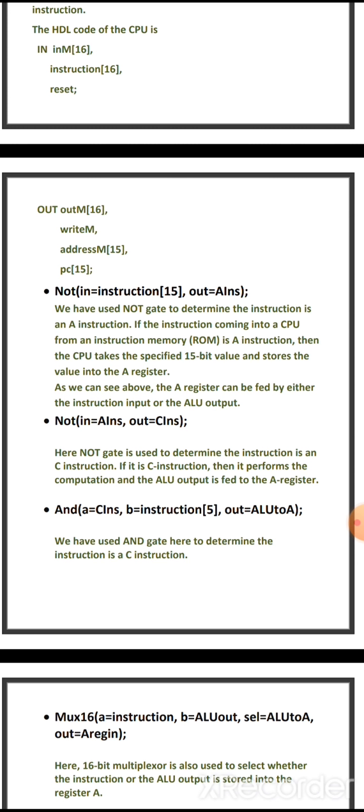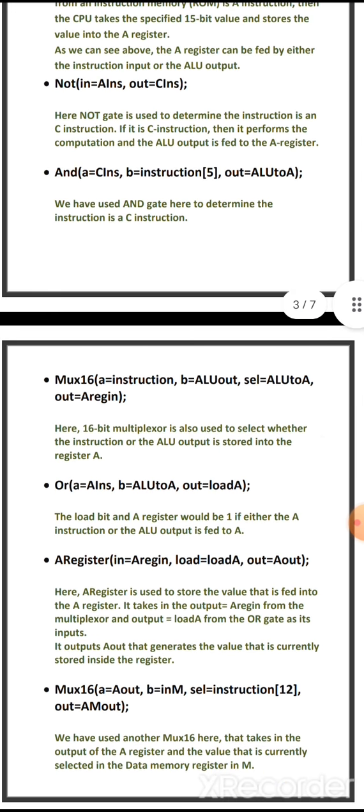If the instruction coming into the CPU from the ROM is an A instruction, then the CPU takes the specified 15-bit value and stores it into the A register. Another NOT gate is used to determine whether the instruction is a C instruction. If it is a C instruction, then it performs the computation and the ALU output is fed to the A register. The AND gate is used to store the C instruction, and the MUX16, a 16-bit multiplexer, selects whether the instruction or the ALU output is stored in register A.